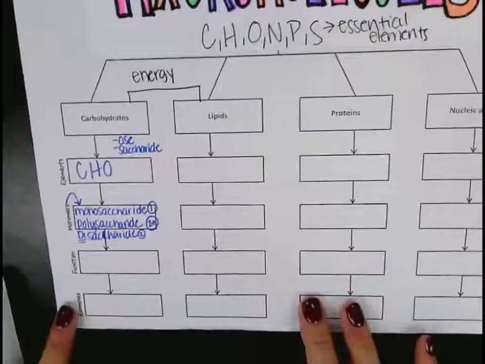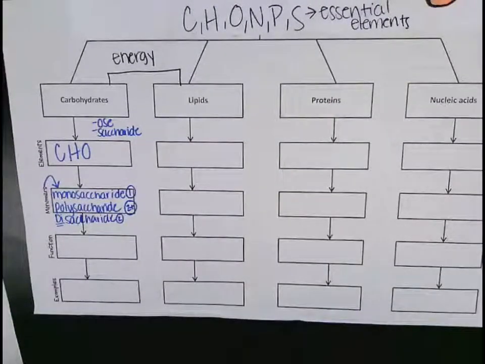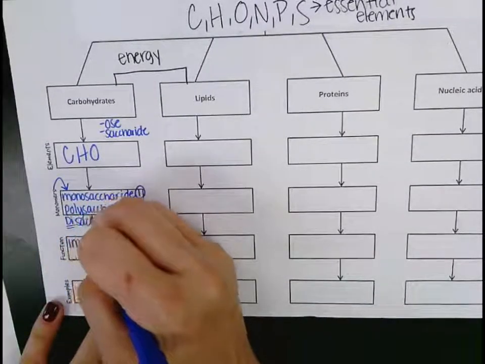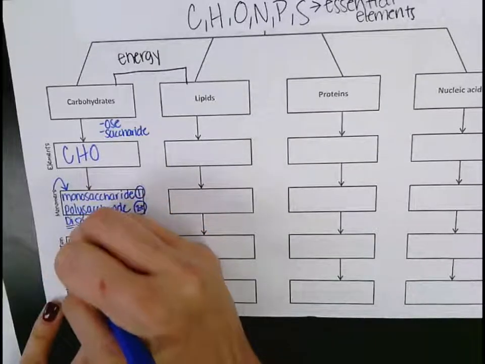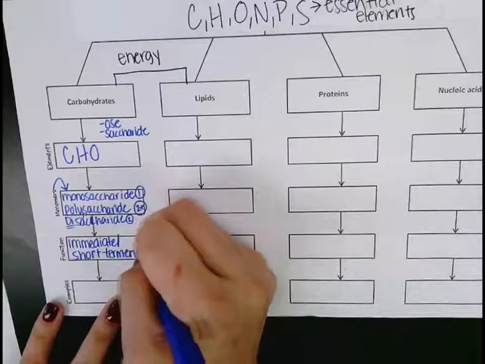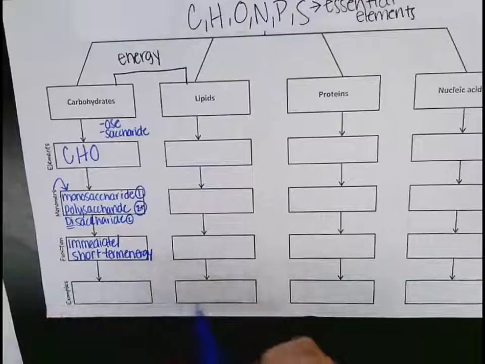The function of carbohydrates in our body. The reason why it can be really dangerous to eliminate carbs all the way out of your diet, which by the way is nearly impossible because most things do have carbohydrates in them, is because it provides the immediate energy source for our body. Okay, this is quick energy because it's sugar. Okay, so the function of a carbohydrate is the immediate or short-term energy.